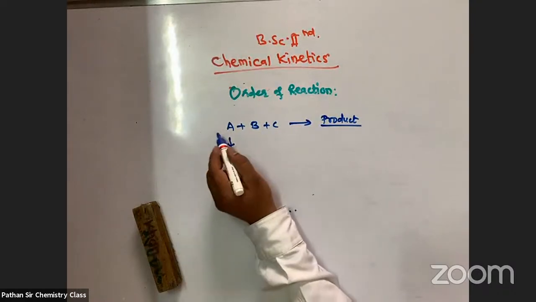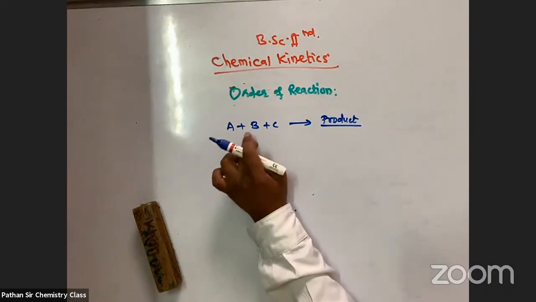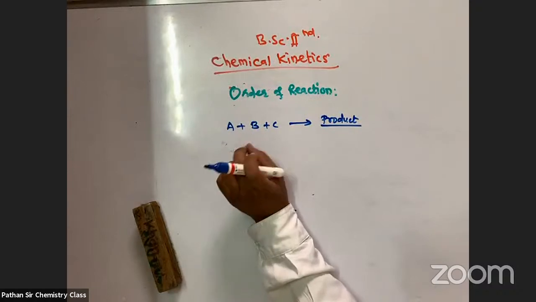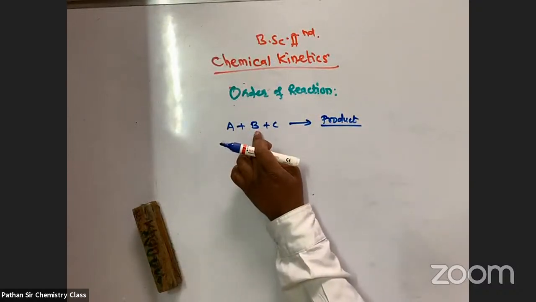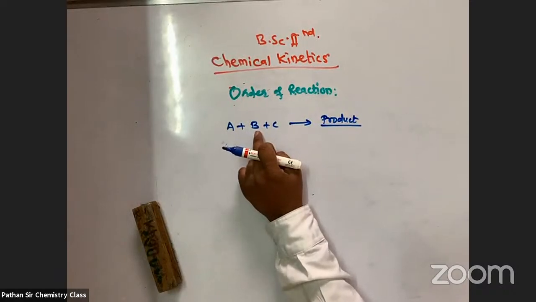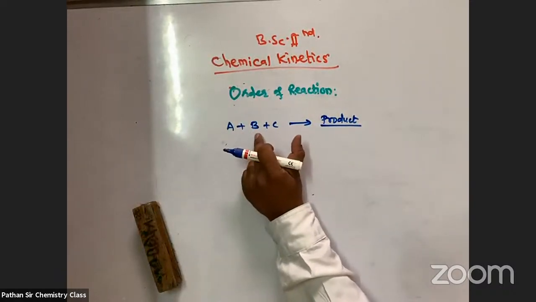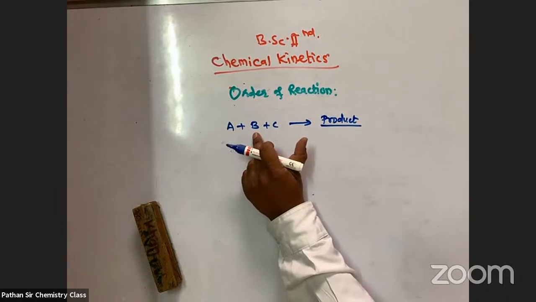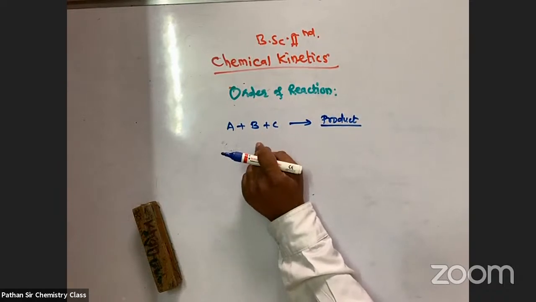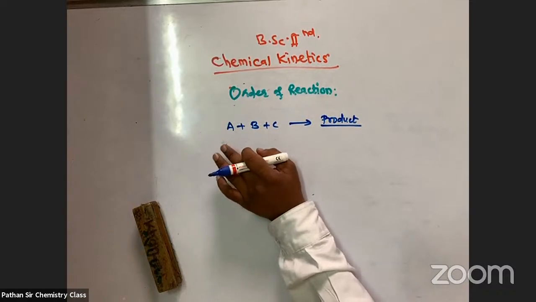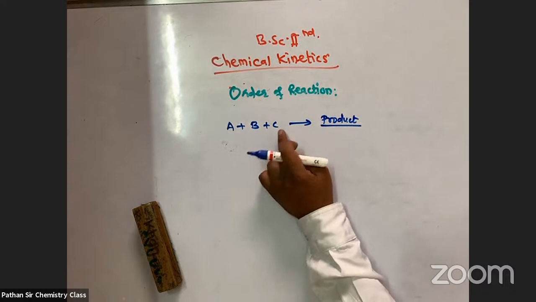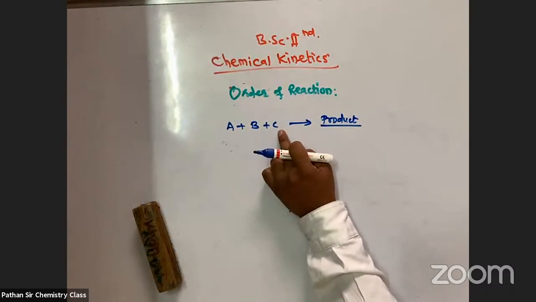Then you focus your attention on B. Now the concentration of B is increased, and there is no effect on the rate of reaction, or the concentration of B is decreased, and again there is no effect on the rate of reaction. Then you focus on the concentration of C. Now what happened?